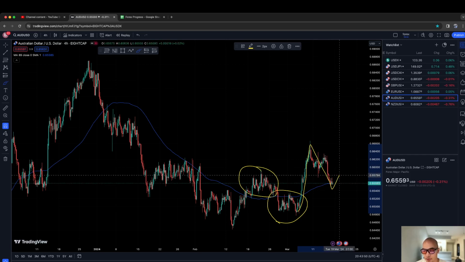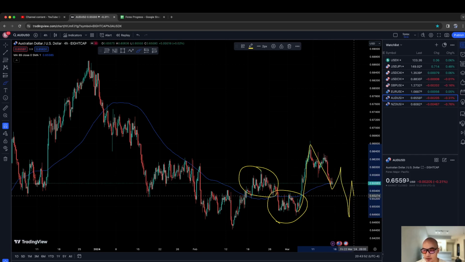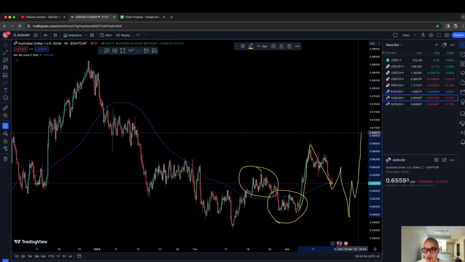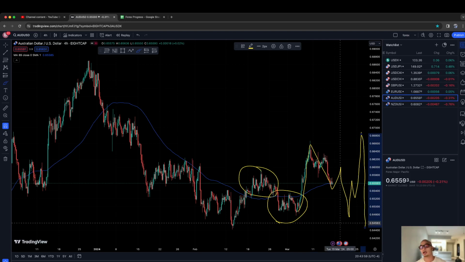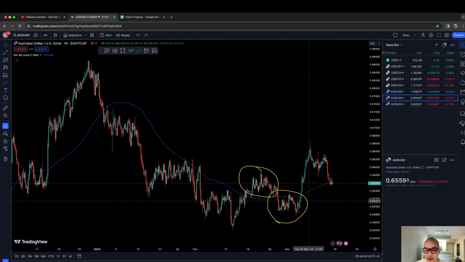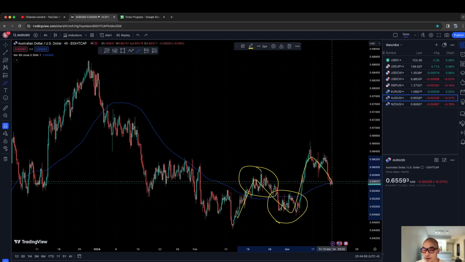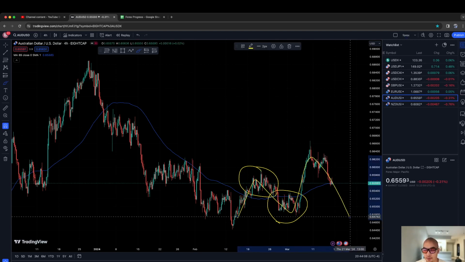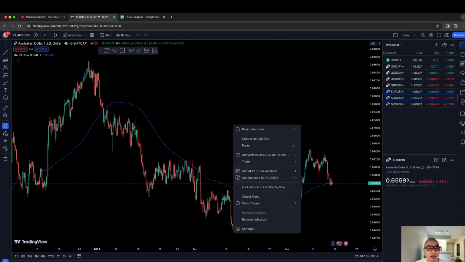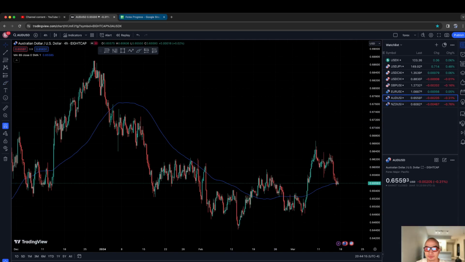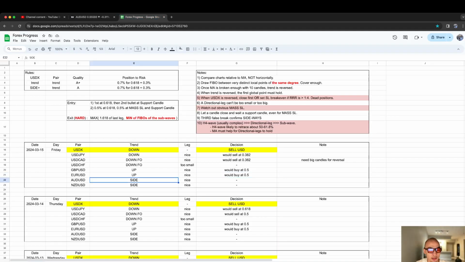So I wouldn't be surprised if market behaves like this, then gets into an up movement again, then a down movement again. So there is no clear trend indication right now. Market is still doing this sideways action. So when there is no trend, we're not gonna trade. So that's why I don't have any positions on Aussie. So Aussie market is doing sideways action, no trend. No trend means no trade.